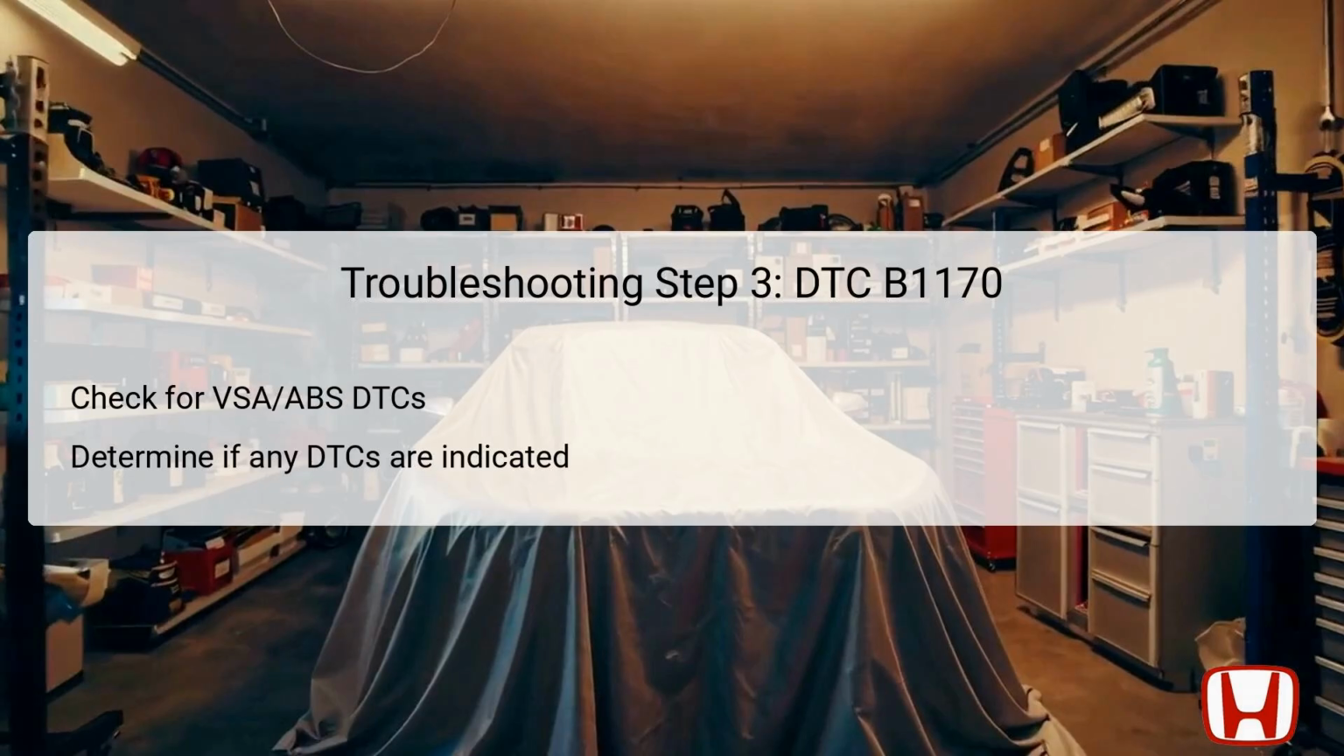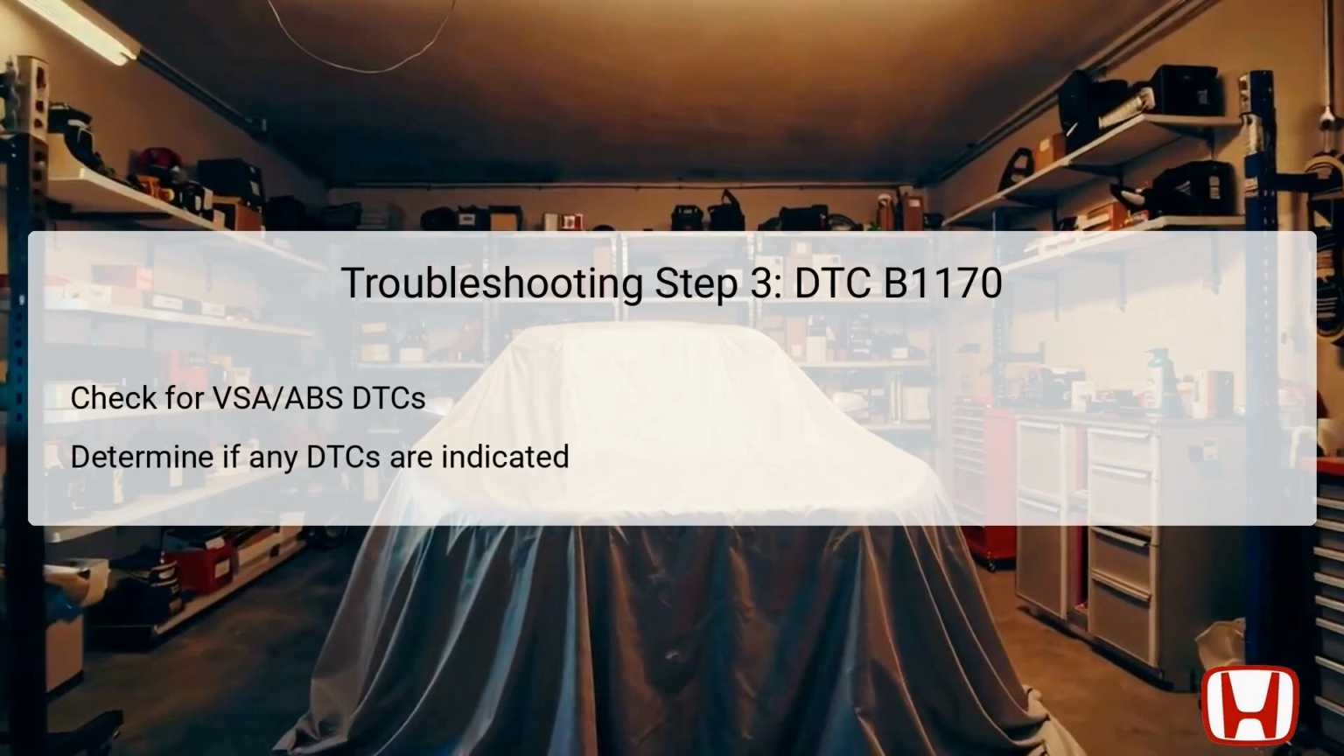Step 3 requires the technician to check for any existing DTCs specifically related to the VSA and ABS systems using the HDS. This step is crucial because the presence of other DTCs may provide additional context and guidance for troubleshooting the B1170 code. If any DTCs are indicated, it will be necessary to follow up on those codes as they may relate directly to the communication failure with the gauge control module.